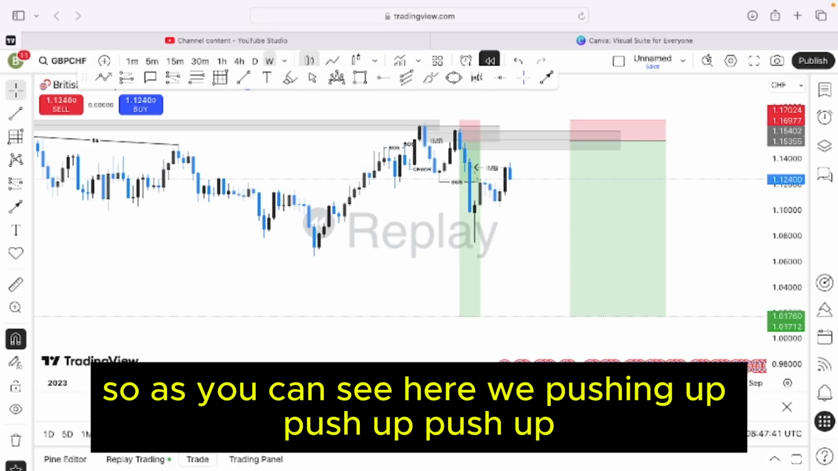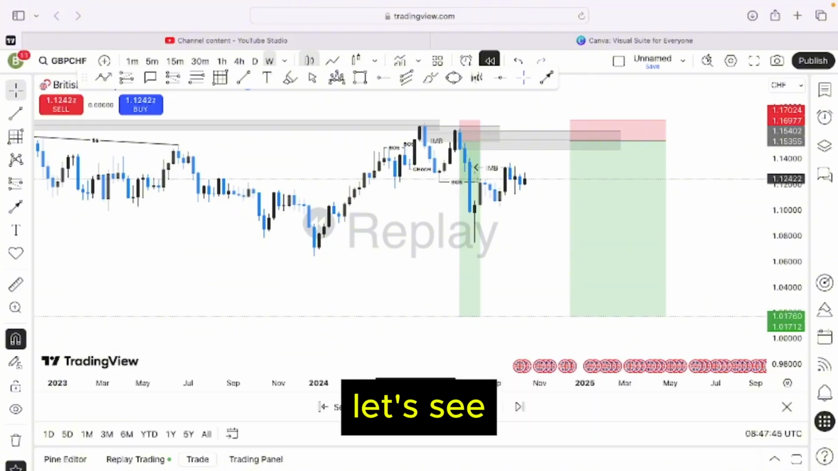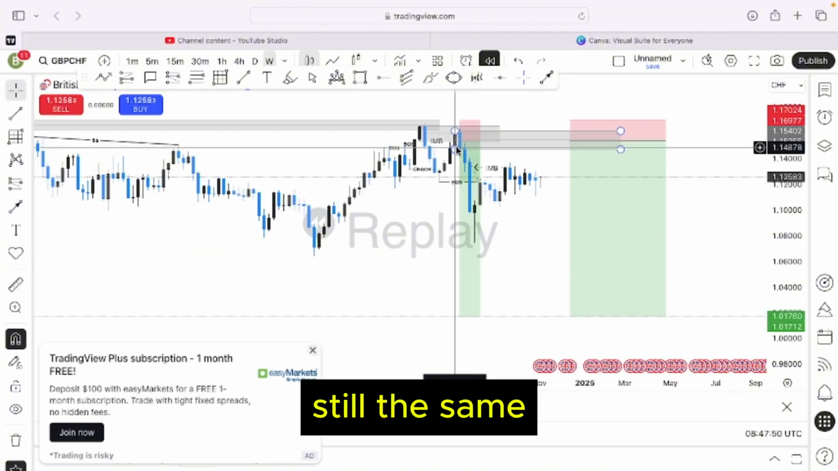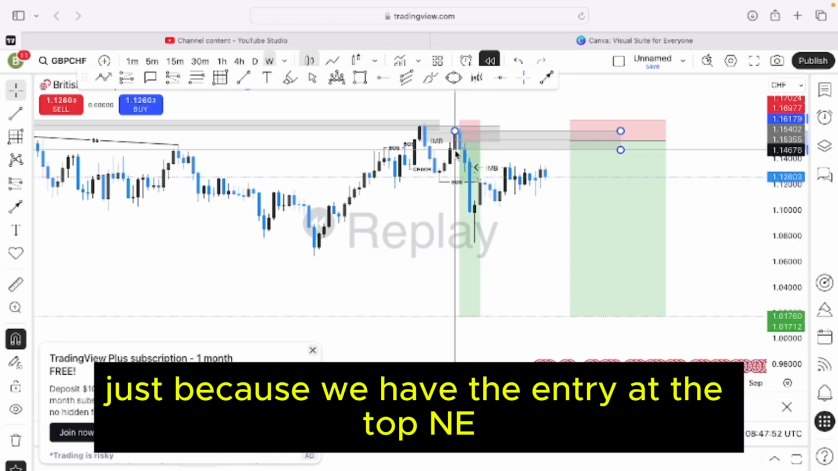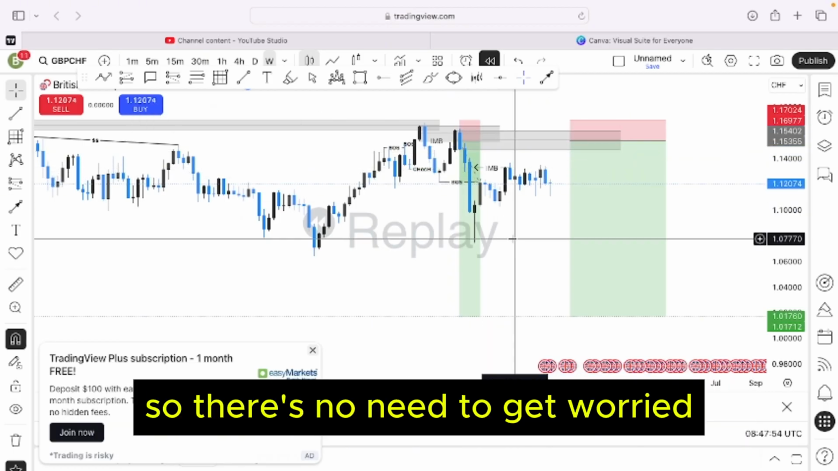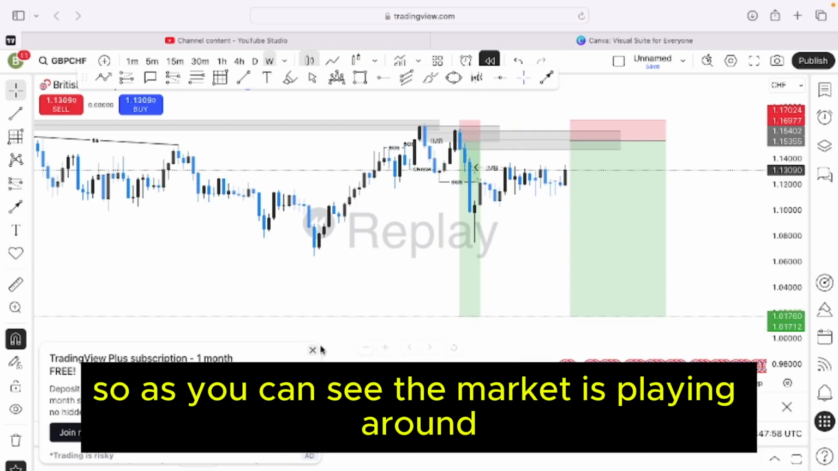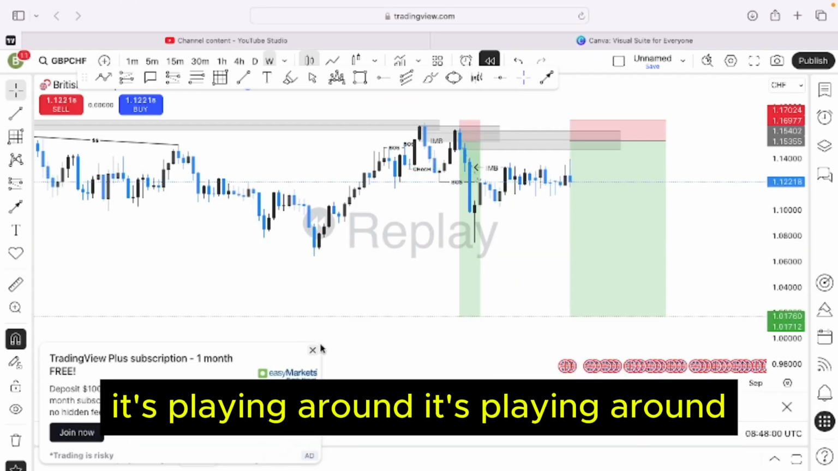So as you can see here, we're pushing up. Let's see, even if it doesn't work out, it's still the same, just because we have the entry at the top now. So there's no need to get worried. So as you can see, the market is playing around.